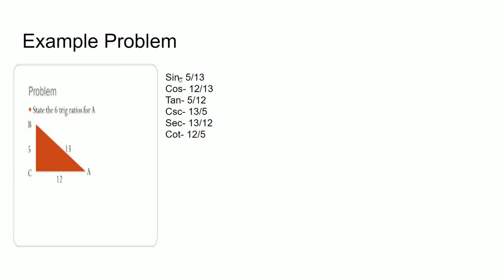So sine is identical to that of cosecant. So the value here would be flipped from here, and you can't just put this value anywhere here. It has to match up. So sine matches with cosecant, cosine matches up with secant, and tangent will match up with cotangent.